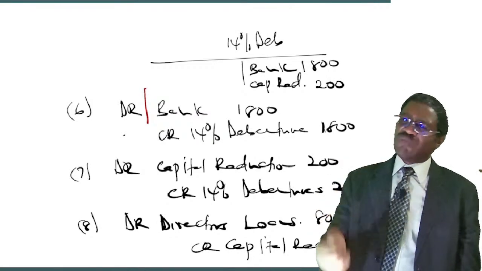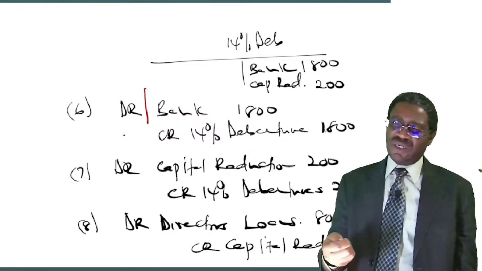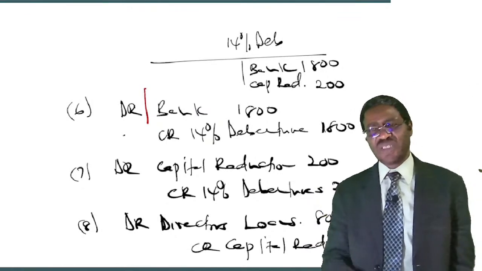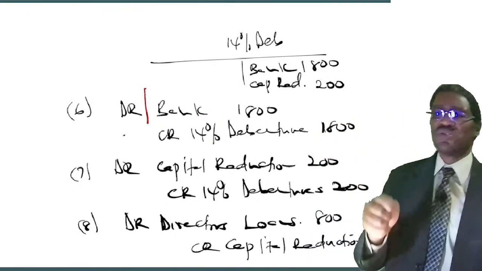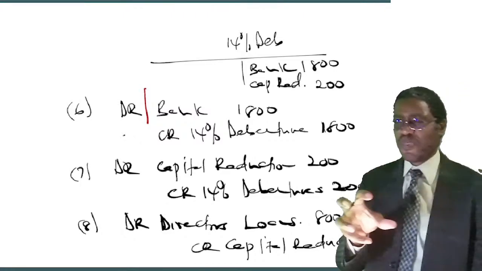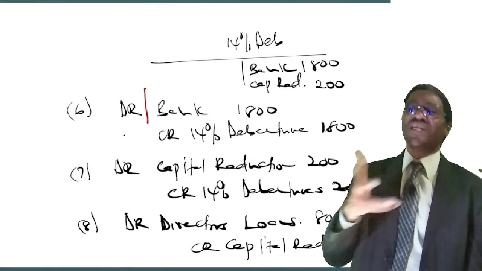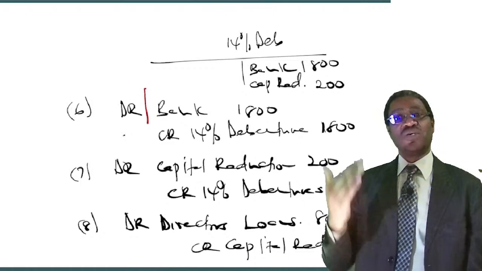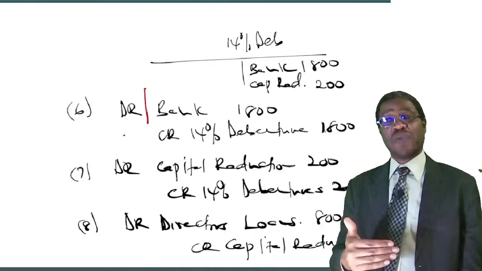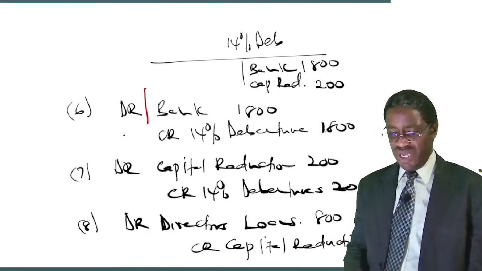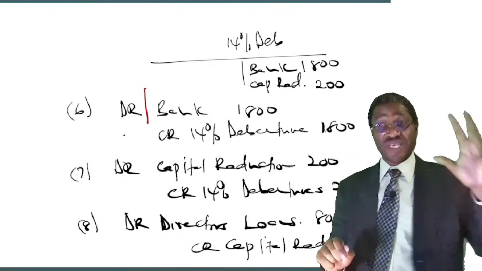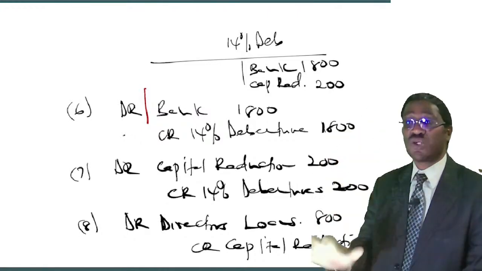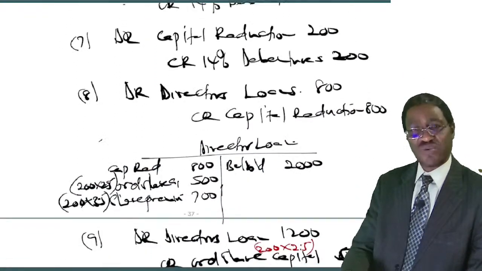And I told you, because we are reconstructing this company, any gain or loss you make in the process of reconstructing a company, that gain or loss should go to the capital reduction. And so, because we issued the debentures at a discount, that was again a loss to us. So number 7, we are to debit capital reduction, credit 14% debenture. Debiting capital reduction to recognize that loss, crediting 14% debenture to make the debenture account come to a total of 2 million. Good. So that was number 7.